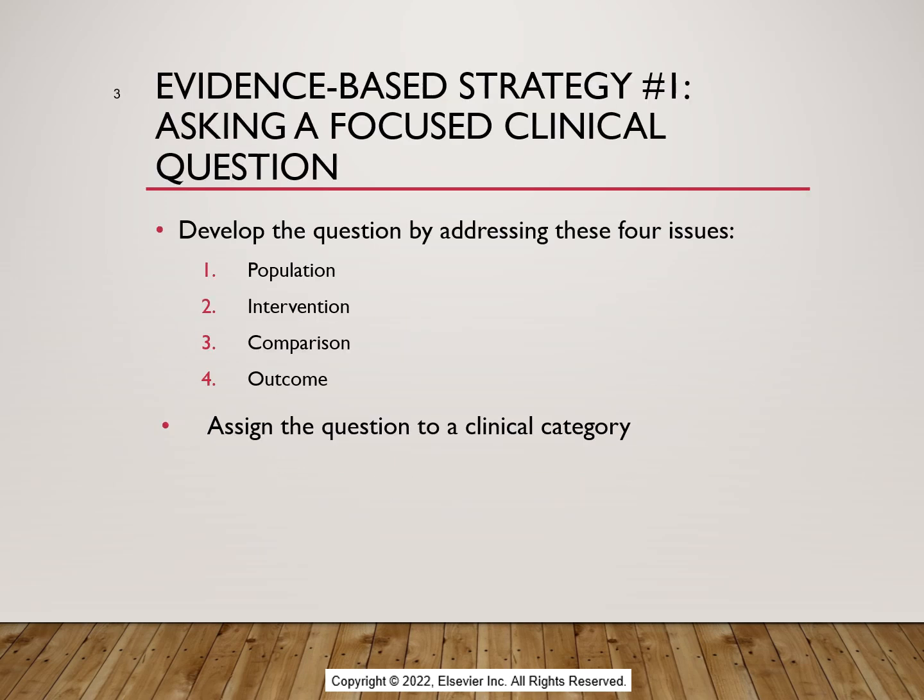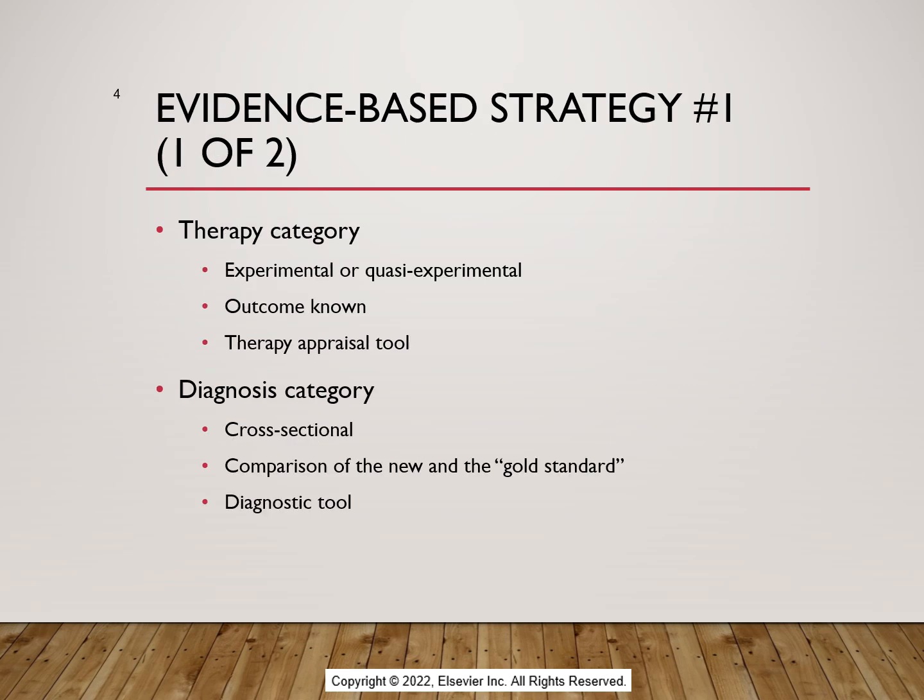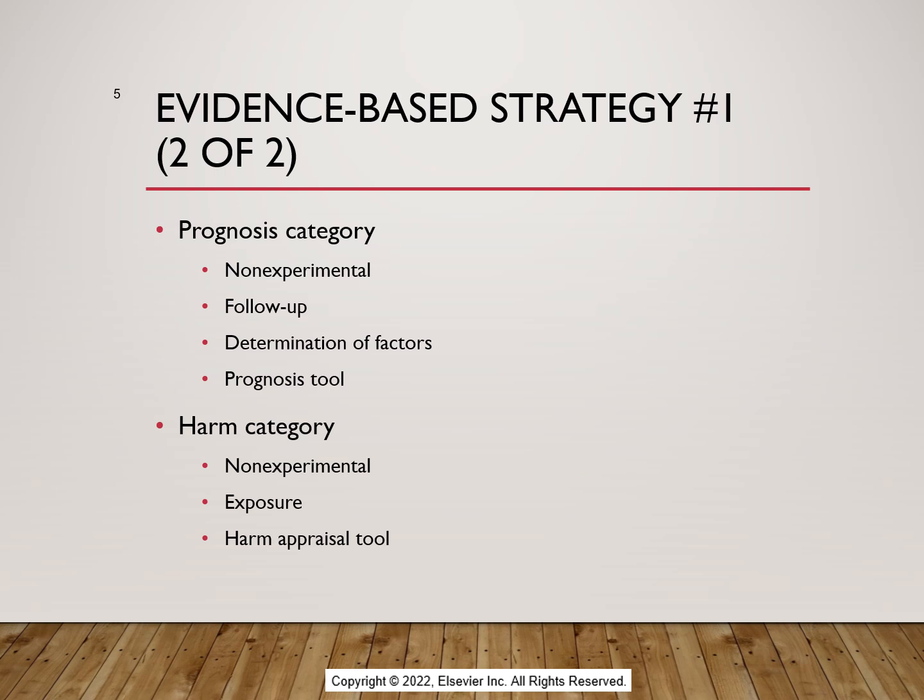In chapter 19, they present how to strategize your evidence-based practice. And the first thing you do is developing that PICO question and then assigning it to a clinical category. The therapy category is probably the one that you'll be focused in if you're on that EBP committee. So you'll use an experimental, quasi-experimental, sometimes a non-experimental, with an outcome that is known, and you'll be using some type of a therapy appraisal tool. It's unlikely that you'll use a diagnostic category, a prognosis category, or a harm category.